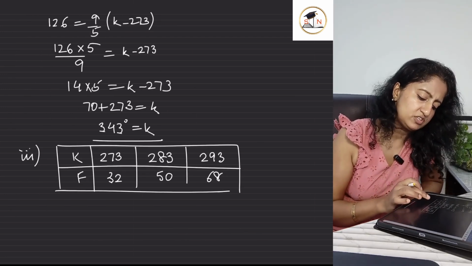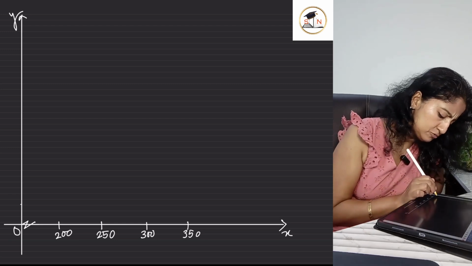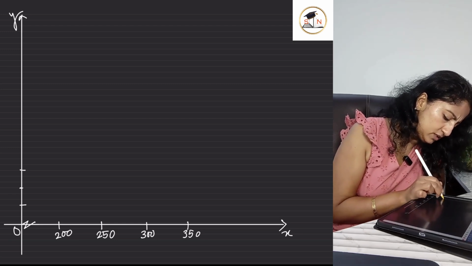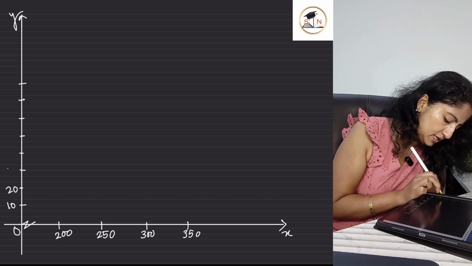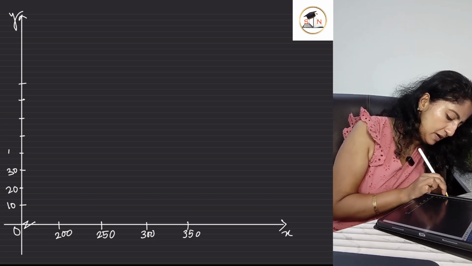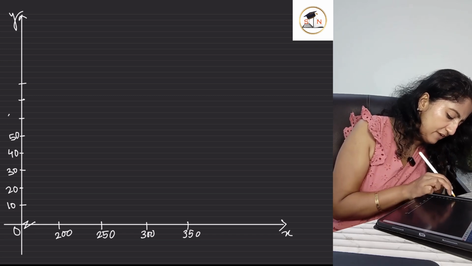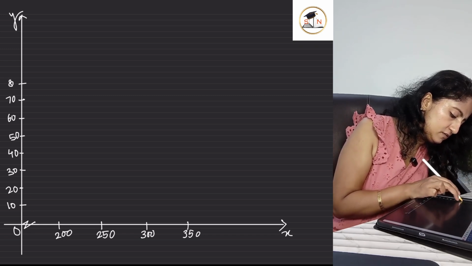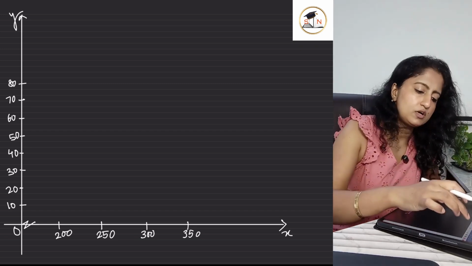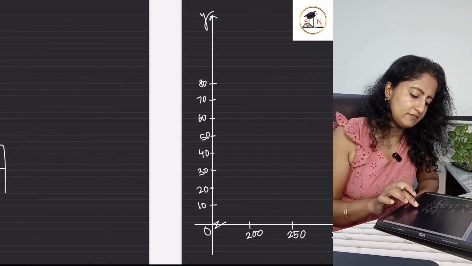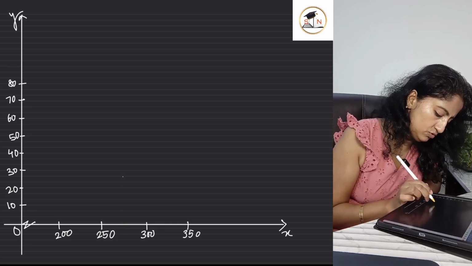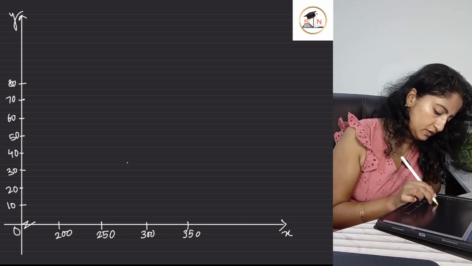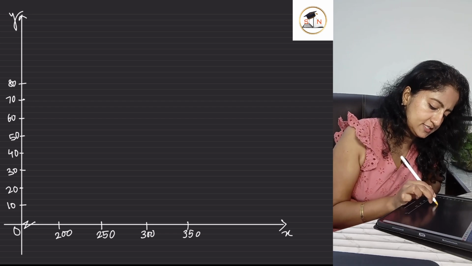Okay. Next, the values of F: 32, 50, 68. We can take that in terms of 10: 10, 20, 30, 40, 50, 60, 70, 80. Right? So here you do not need to make a kink, because the gap from zero is the same as the gap later, 10 units every time we are having over here. Okay. This is what we get. Now, let's plot the coordinates. The first coordinate is 273 and 32. When we say 273, it is going to lie somewhere here and 32 somewhere here. Okay. Obviously, I am making it with an estimation.